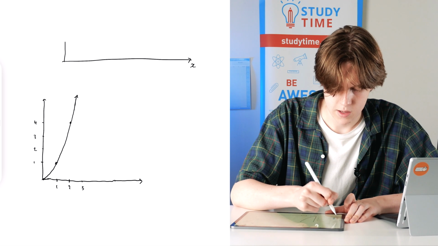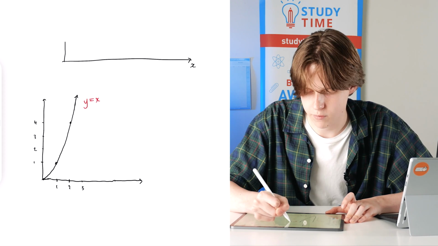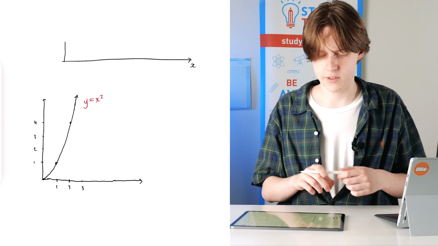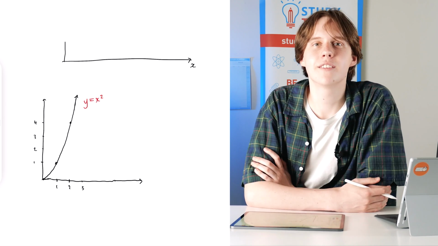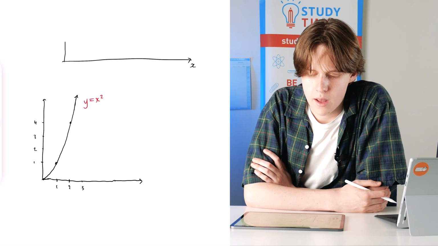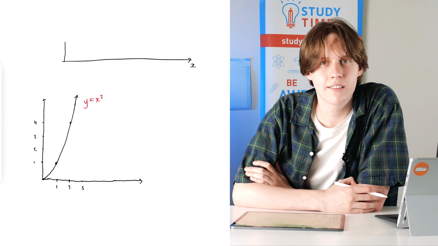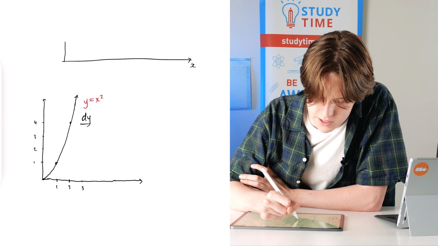So let's say that we have a graph y equals x squared. This is just in the first quadrant of the xy plane. If we want to find the gradient for any point, then we're going to have to shift the power over in front of the x and minus the whole power by 1. So let's say I'm doing dy by dx of this.